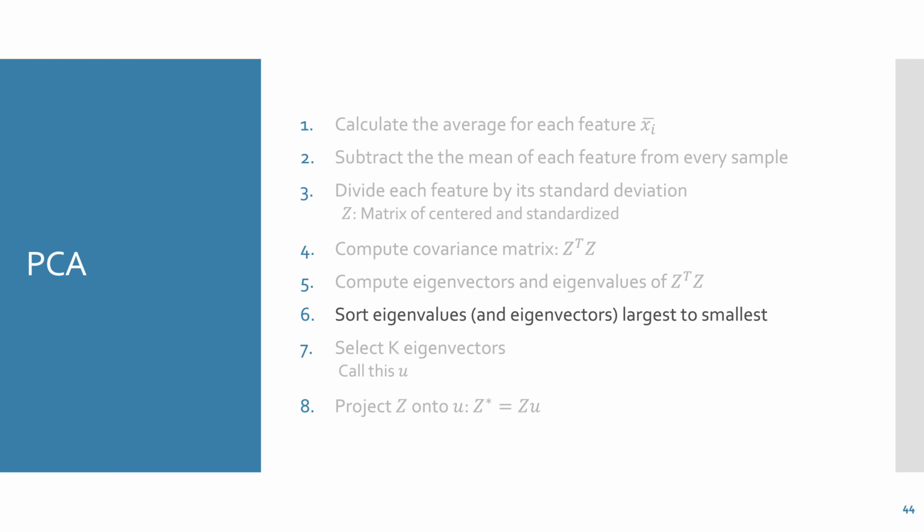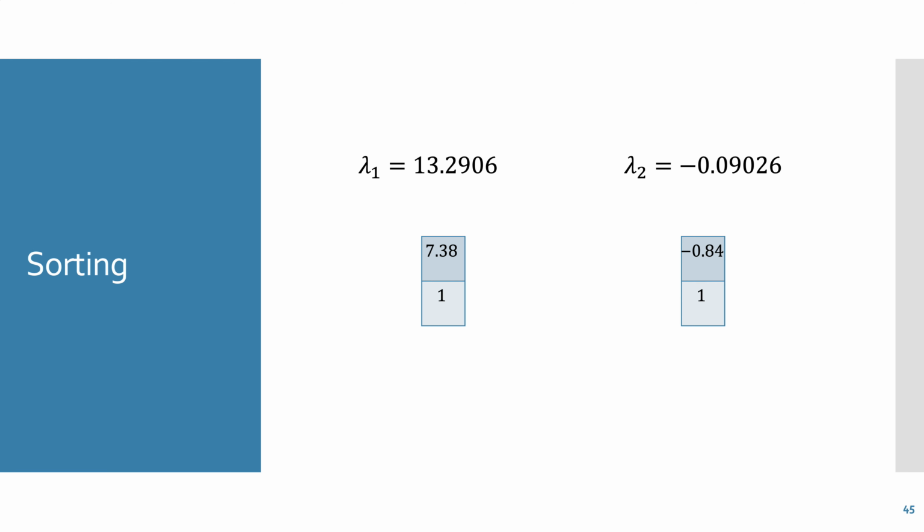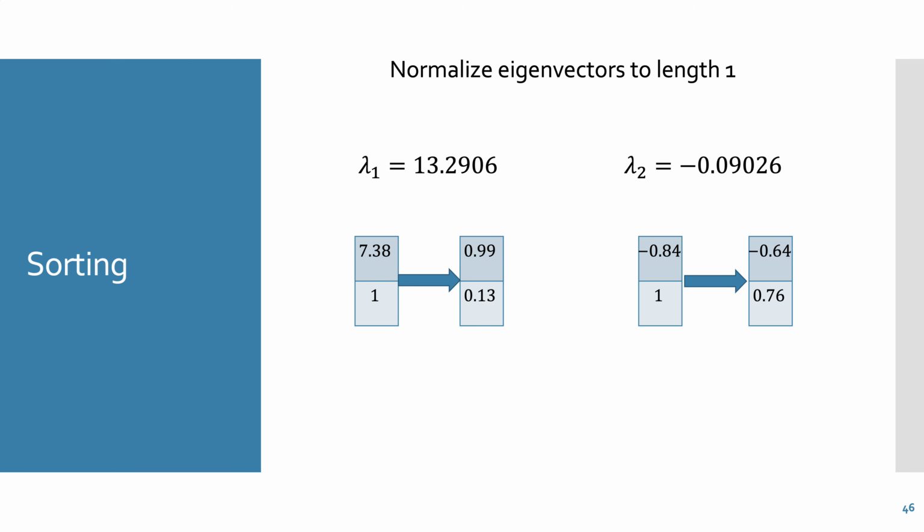On to step 6. We need to sort the eigenvalues and corresponding eigenvectors from largest to smallest. Here, this is trivial because we only have two eigenvectors. The first one is associated with the largest eigenvalue of 13.29. The second one has an eigenvalue of negative 0.09. I almost forgot a step. Don't forget to normalize the eigenvectors so they have length 1.